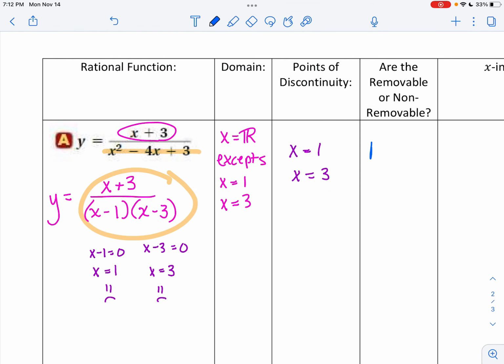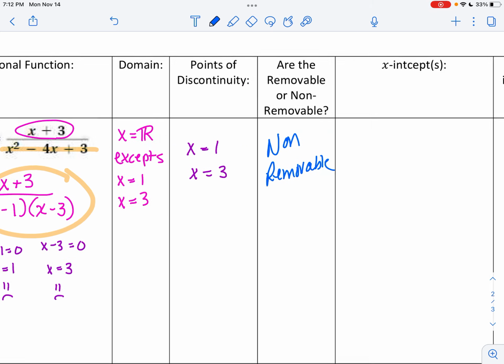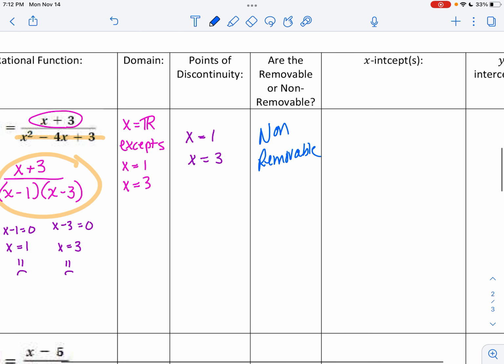Okay, so these would be called non-removable. Because nothing cancels. Okay, so I'm remembering the rules so far. Now, this wasn't in the notes up above, but I feel like kids should know what an x-intercept is.